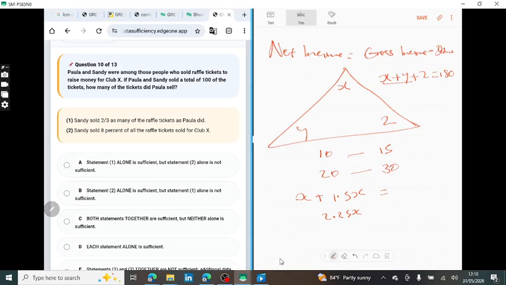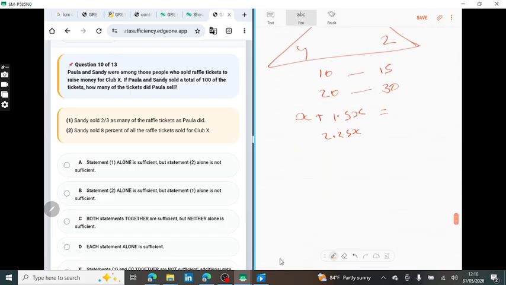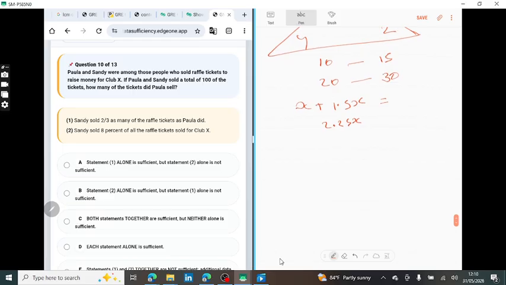Paula and Sandy were among those people who sold raffle tickets to raise money for Club S. If Paula and Sandy sold a total of 100 of the tickets, how many of the tickets did Paula sell? Statement 1: Sandy sold 2/3 as many of the raffle tickets as Paula. So S plus 2/3 of S equals 100. We can solve it. Sufficient. Statement 2: Sandy sold 8% of all raffle tickets. But what is all raffle tickets? We don't know. So only statement 1 is sufficient.